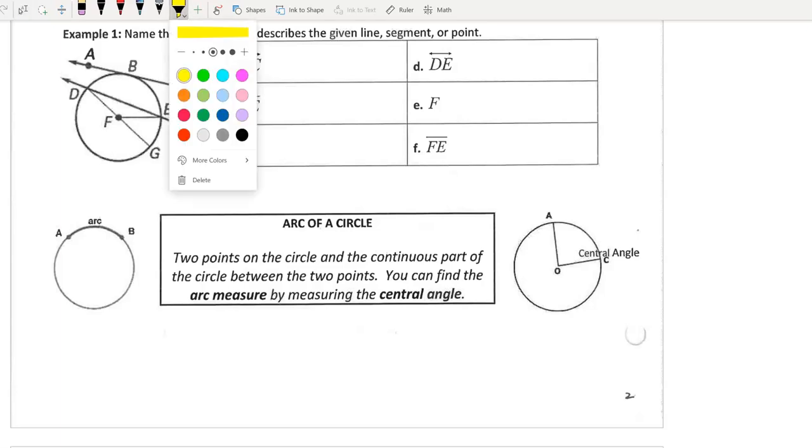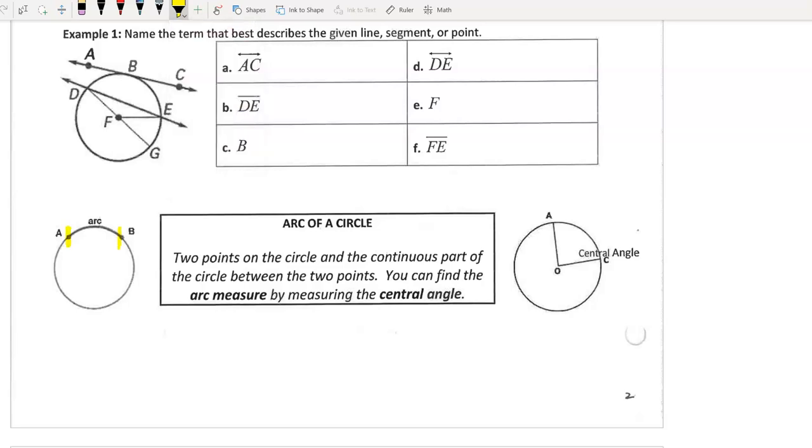On the left hand side here we have 2 points on the circle, point A and point B, and then all the points in between them. So that would be an arc of a circle. Basically it's just a part of a circle. And then if I wanted to measure the arc of this circle, I would just measure the angle at the center of the circle. So here's my arc.